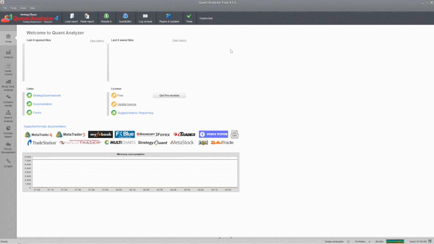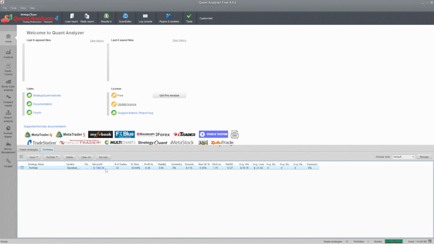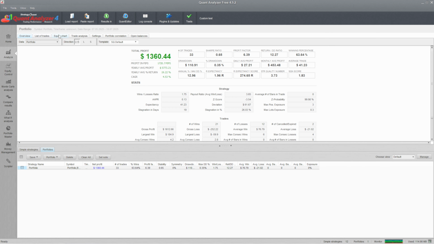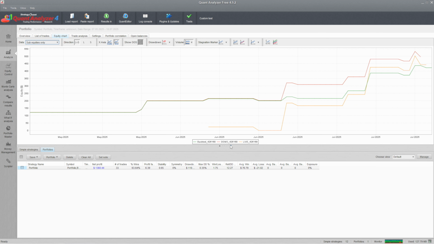Back in Quant Analyzer, up the top, select Load Report, and it will appear in the bottom section. So let's find 4/26/168. I'm going to select the backtest, the demo, and the live 3 sections. I'm going to create portfolio, double click on it, go over to Analyze, Equity Chart, and instead of the portfolio, we want to see the sub-equities only.